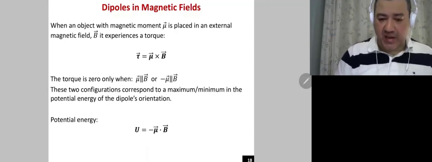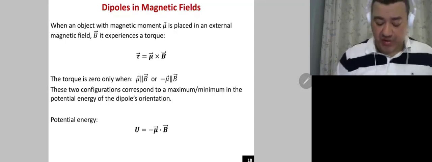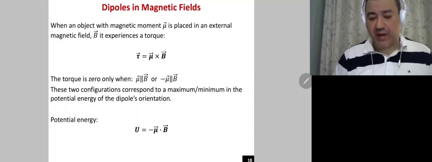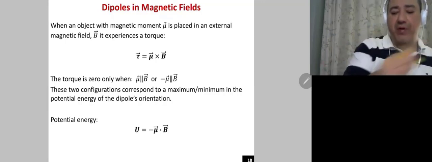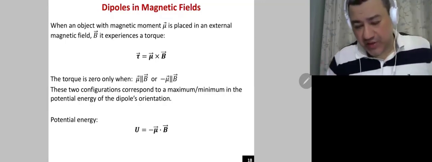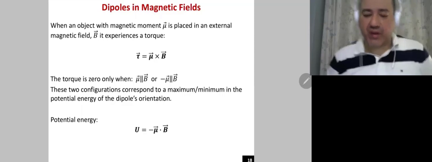Also, the second case where the torque is also zero, if I have the magnetic dipole moment aligned anti-parallel, although the torque is zero, but think about it.